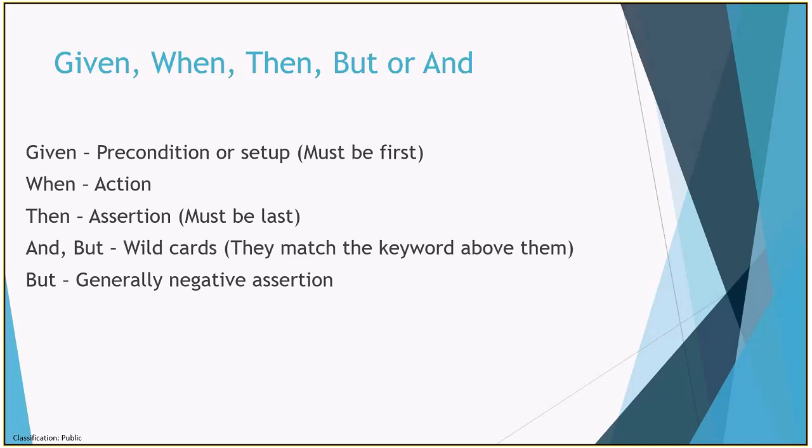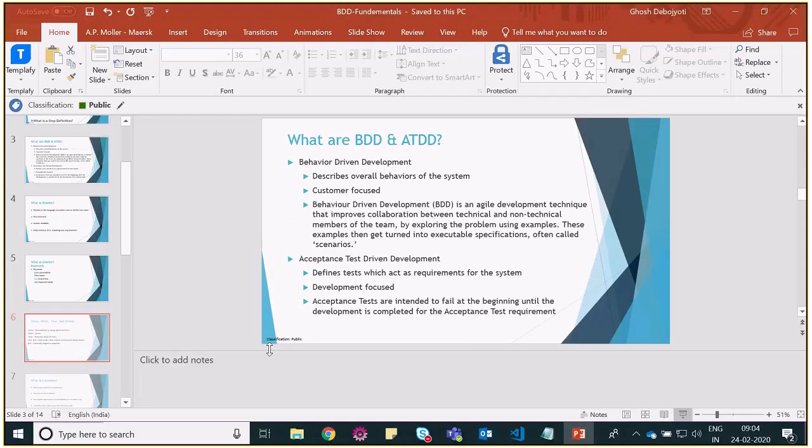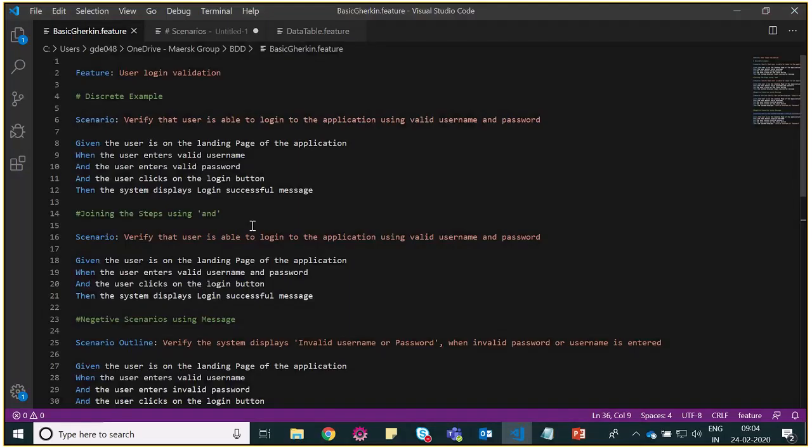So what is the format? Again, I'll go back here. As you can see, given is a precondition, when is an action, then we use as an assertion, and but we can definitely use as a wildcard. But is generally used for negative assertion. But this is my theoretical knowledge. By seeing this particular deck, you all will be able to understand, okay, fine, these are my keywords, but how to use them? So let us think in that way, so that I can make you understand how to implement it.